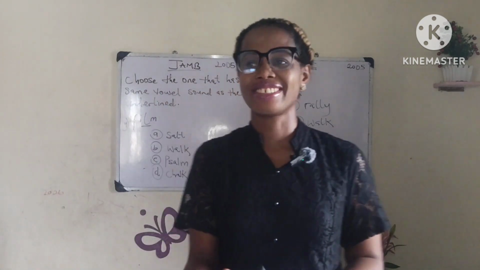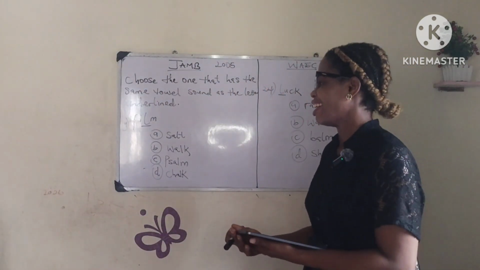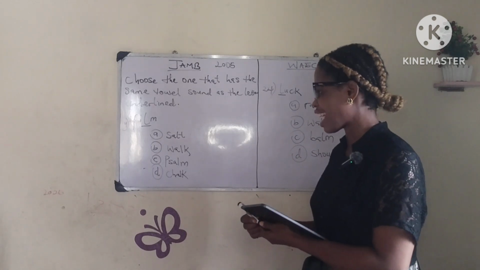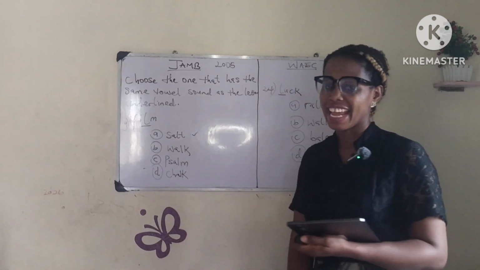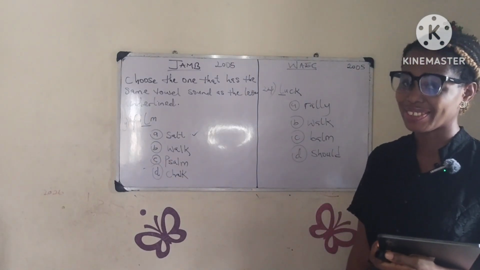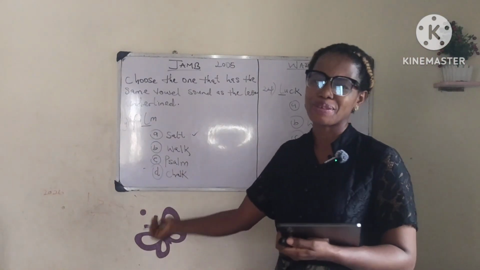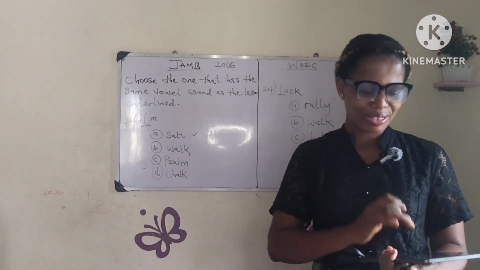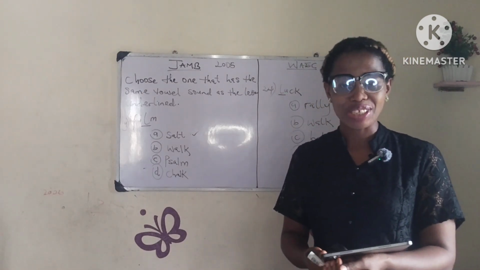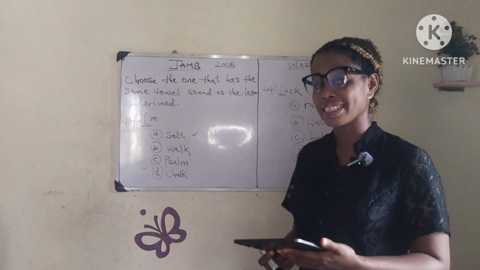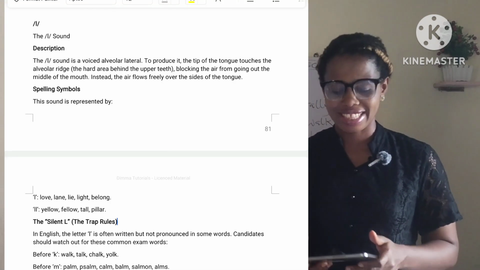Okay, which of the options did you choose in the first one? If you chose option A, you are right. The correct answer is option A, salt. How do I know that the other options are incorrect? Let's go to Mastering Oral English for WAEC and JAMB Candidates and read why option A is the correct answer and the other ones are incorrect.